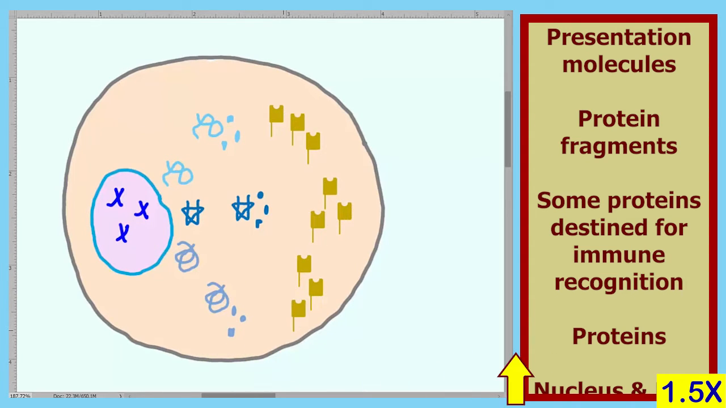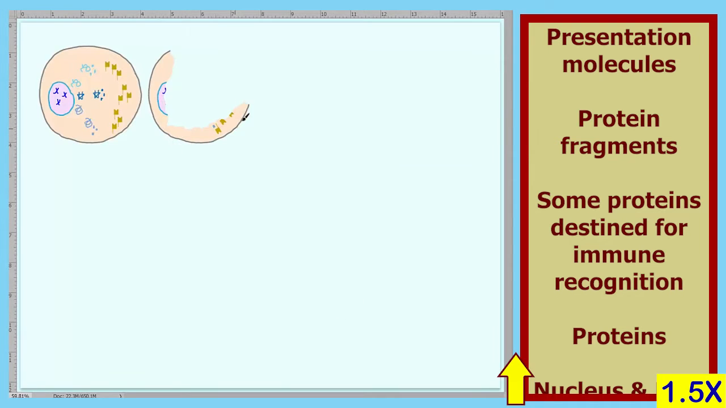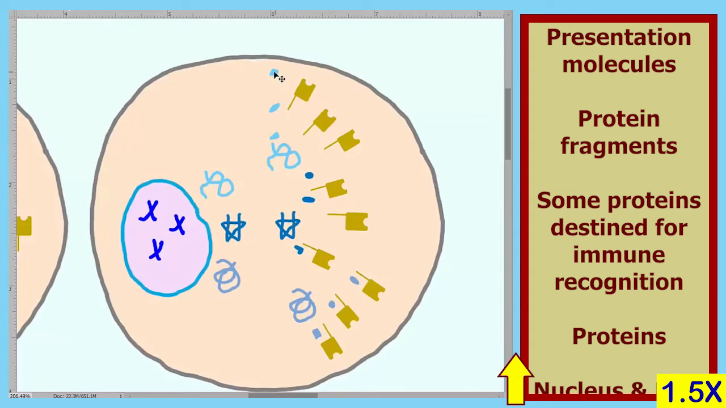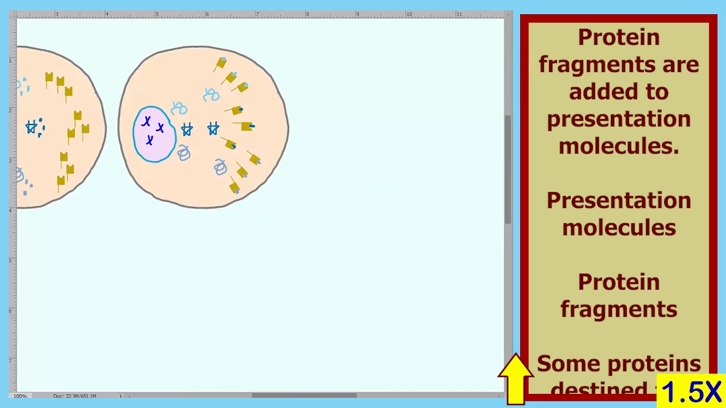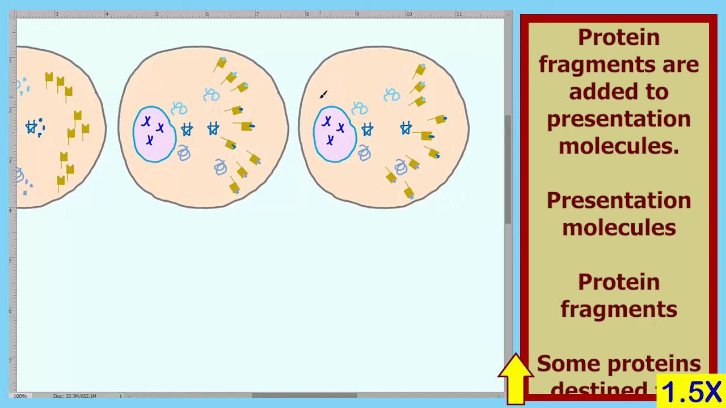Let's redraw this cell so that we can add the protein fragments onto the presentation molecules. Now we will add the protein fragments to the presenting molecules. Let's redraw this cell again so that we can place the presenting molecules, now holding the protein fragments, onto the surface of the cell. Let's place these presenting molecules on the cell surface.